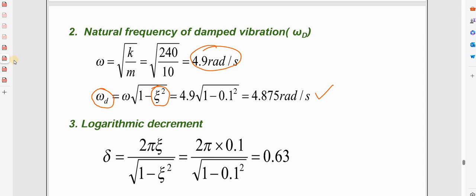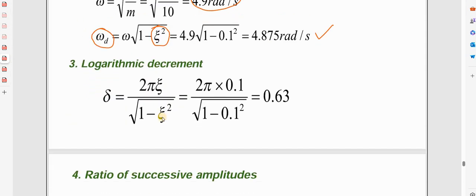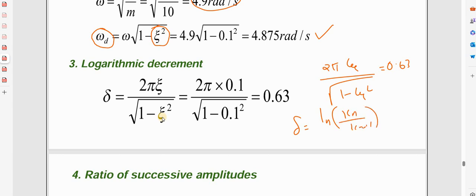Second one is logarithmic decrement. It is given by this relationship: 2 pi into theta by root of 1 minus theta square. So what is logarithmic decrement? It is equal to ln xn by xn plus 1. By substituting the terms, we have changed it to 2 pi theta by root of 1 minus theta square.